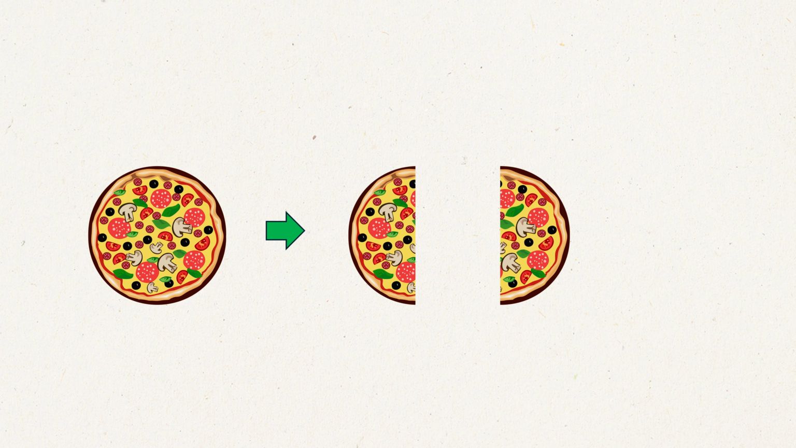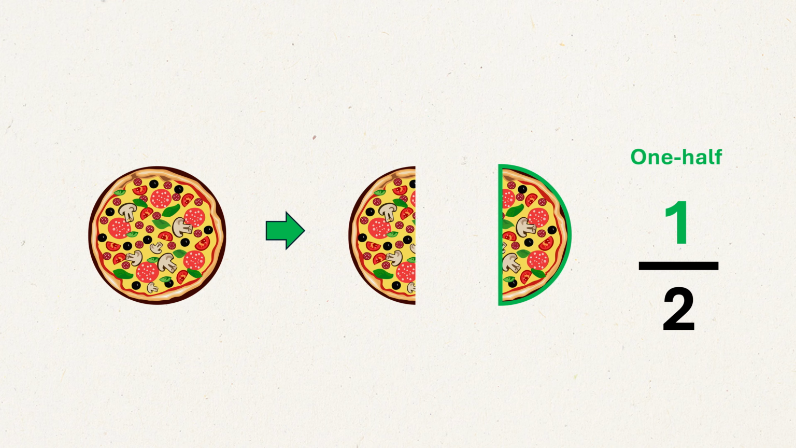Let's use pizza to help us understand. If we cut a pizza into two equal parts and take one part, we call that 1/2. A fraction has two numbers, one on top and one on the bottom, separated by a line. The bottom number tells us how many equal parts the whole is divided into. The top number tells us how many parts we're taking.